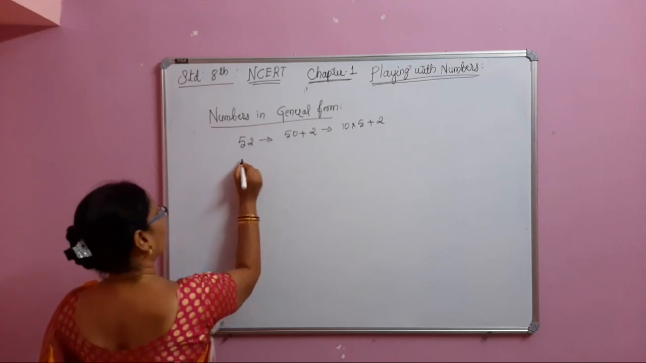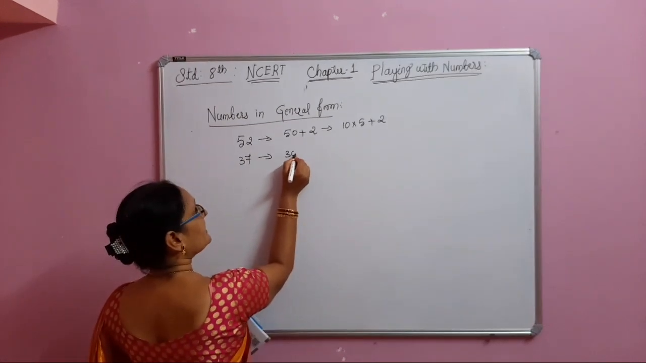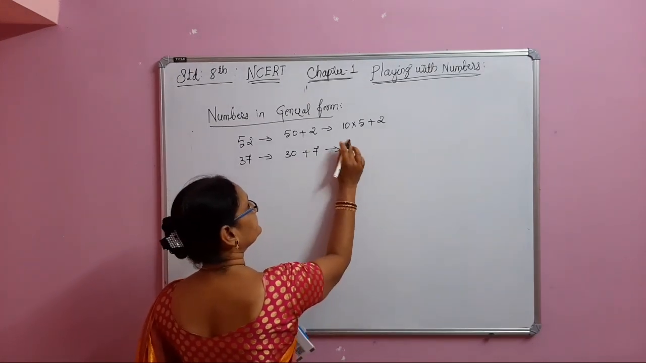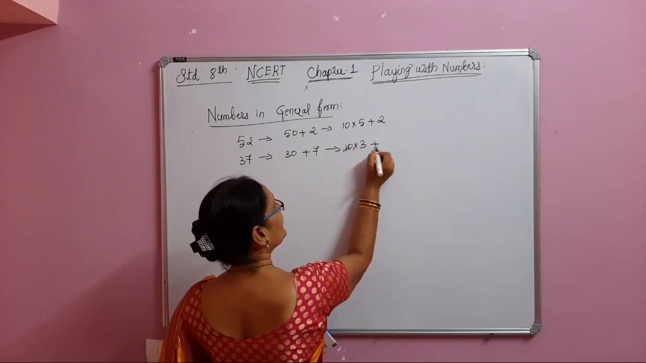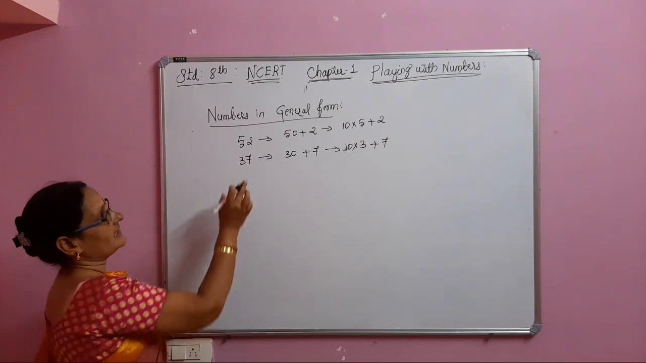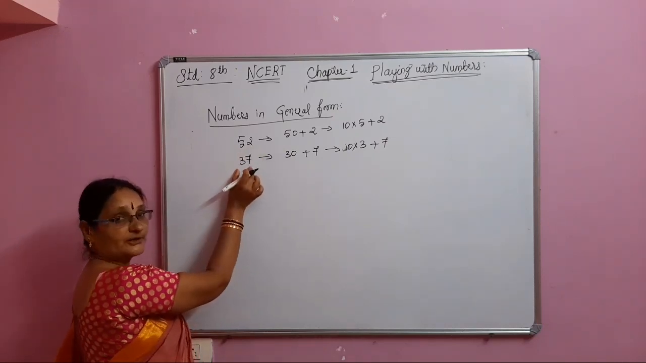In the same way, 37 can be written as 30 plus 7, that is 10 into 3 plus 7. This is one particular example I have taken, and this is also one particular example.